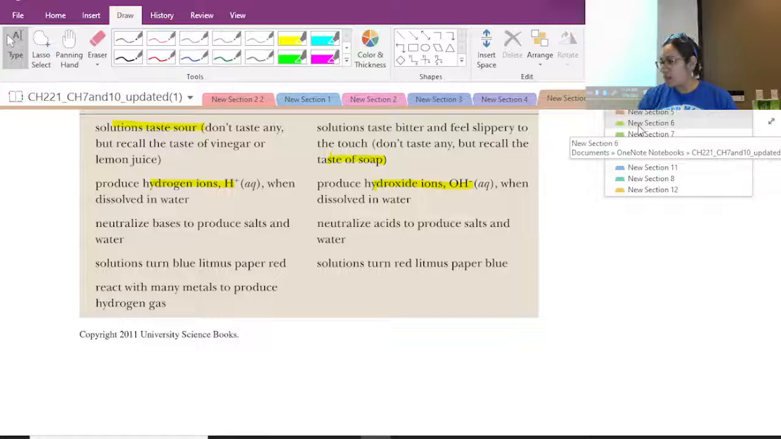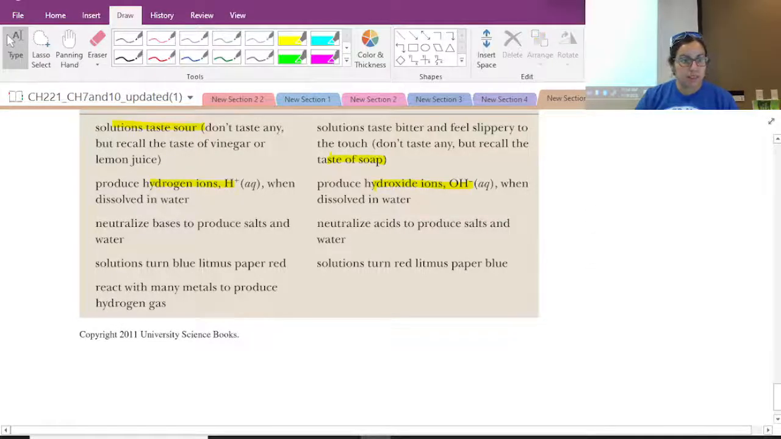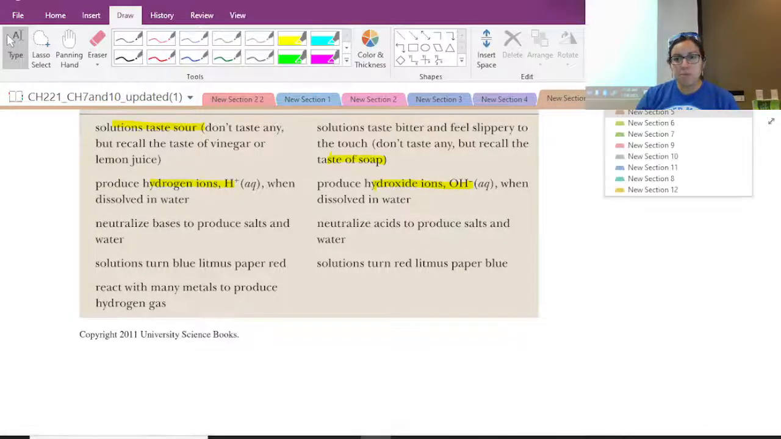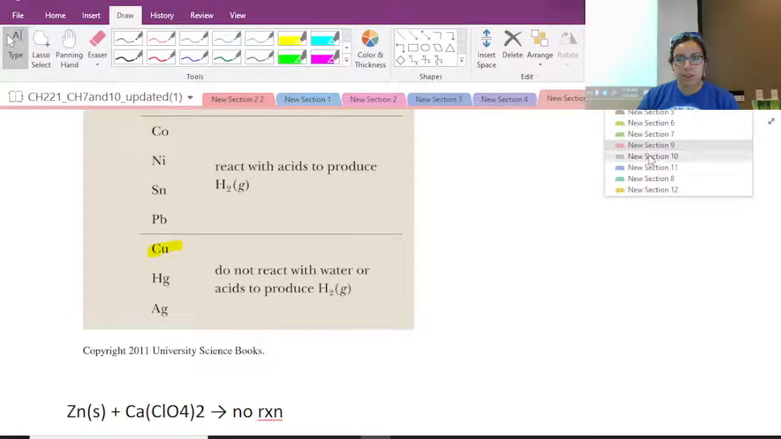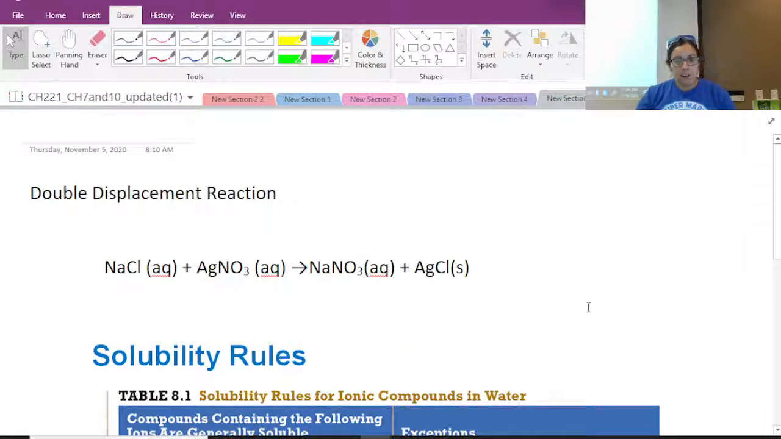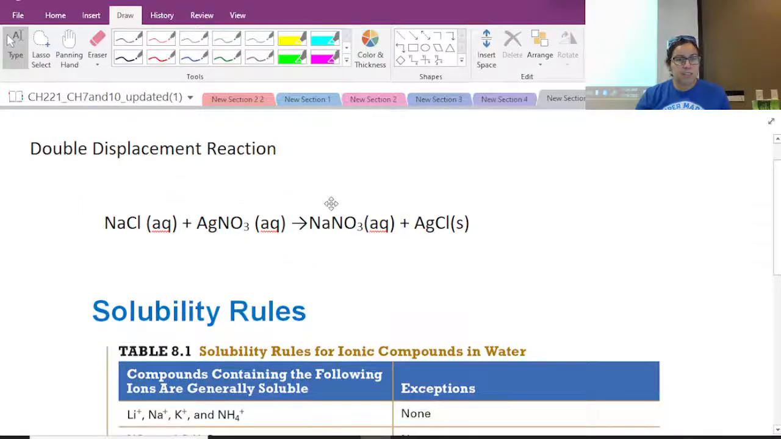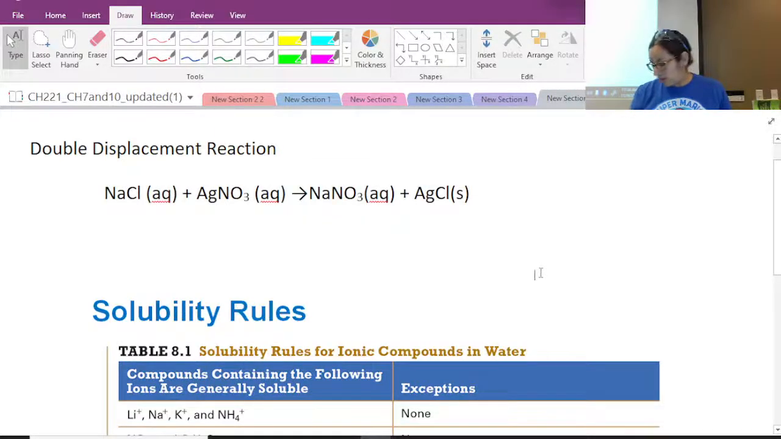All right, so now we kind of touched on the double displacement. So now let's look at double displacement next. I think that was next. And so we're looking at double displacement reactions. So let's try this out. Because really what we're asking is, well, what drives this reaction forward? What causes it to react?